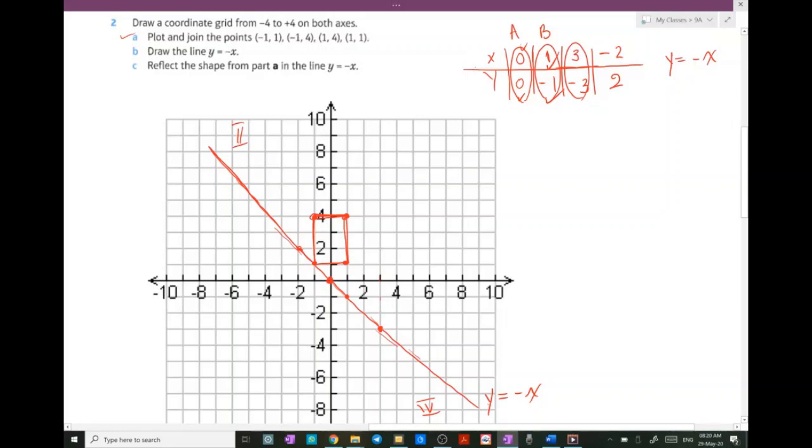Part C, reflect the shape from part A in the line y equals minus x. So you start reflecting each of these vertices that you already drew. We already have this point on the line, so it is its own reflection. Then we drop a perpendicular from this vertex and we extend it same distance. This is the symmetric of it. We drop a perpendicular from this vertex to the line and we extend it same distance.